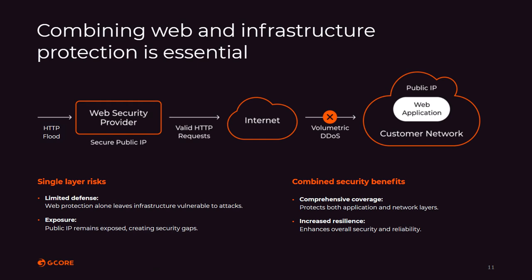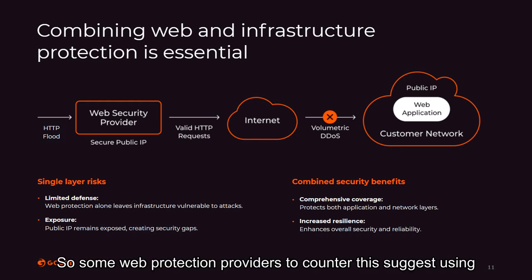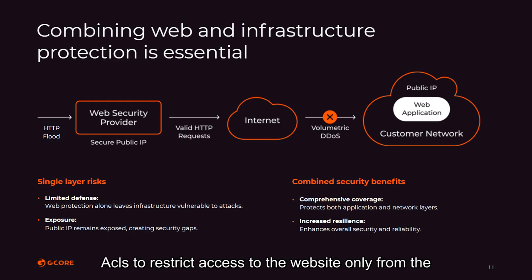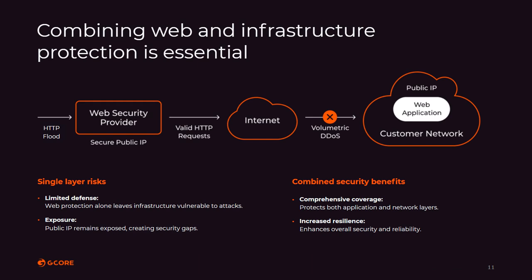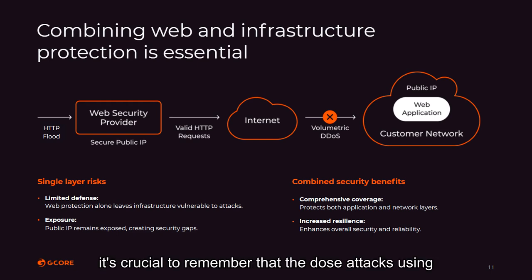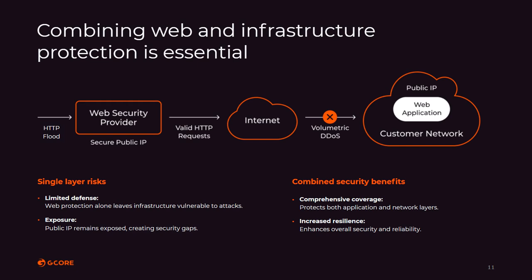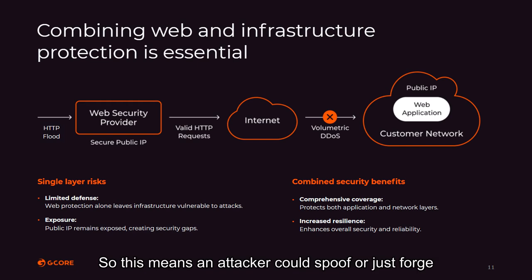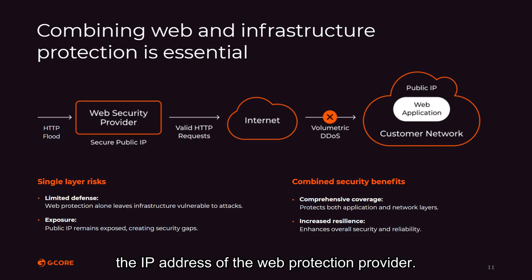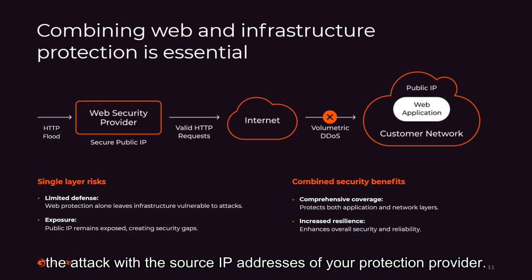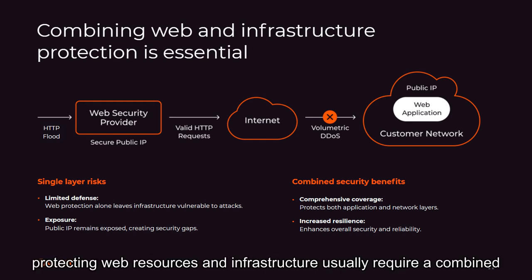Some web protection providers, to counter this, suggest using ACLs to restrict access to the website only from the protection provider network. However, it's crucial to remember that DDoS attacks using protocols like TCP and UDP can be executed with forged IP addresses. So this means an attacker could spoof or just forge the IP address of the web protection provider. So you will get the attack with the source IP addresses of your protection provider.